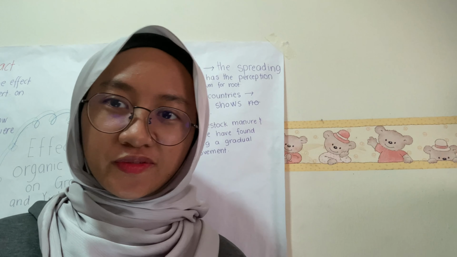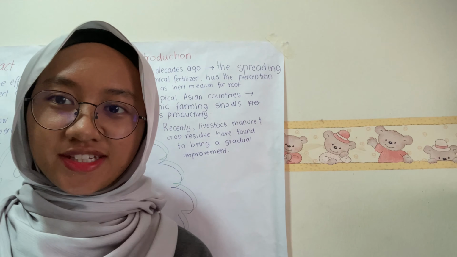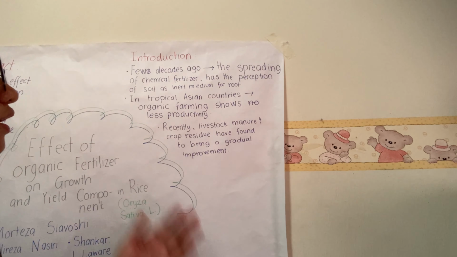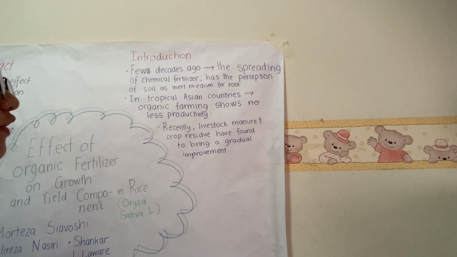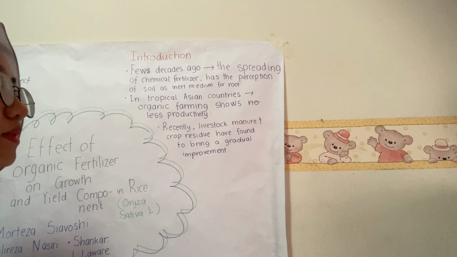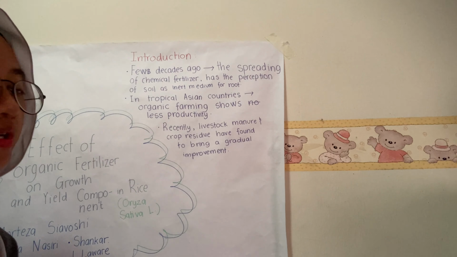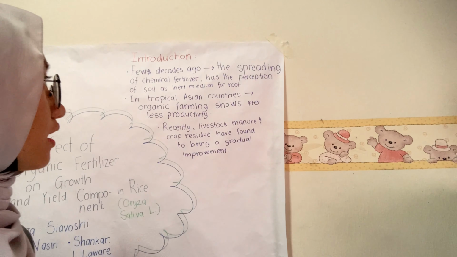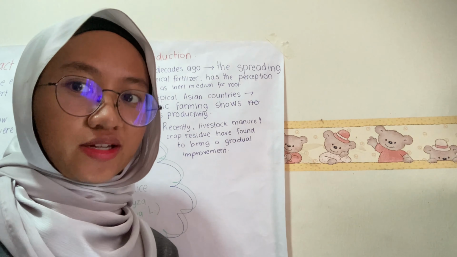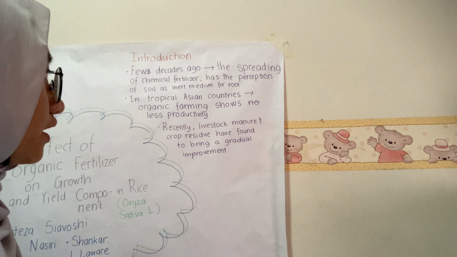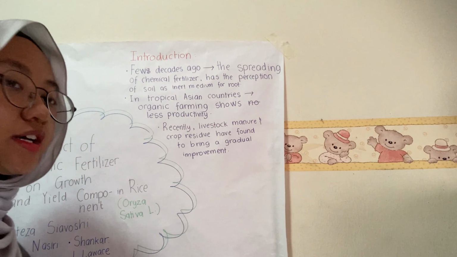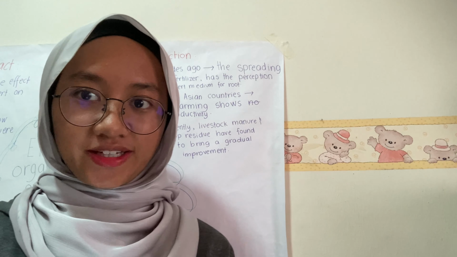Okay, I will move to the next component, which is the introduction. So for the introduction, a few decades ago, the spreading of chemical fertilizer gave the perception of soil as an inert medium for root. In tropical Asian countries, organic farming shows less productivity of the rice crop. Recently, livestock manure and crop residue have been found to bring a gradual improvement.